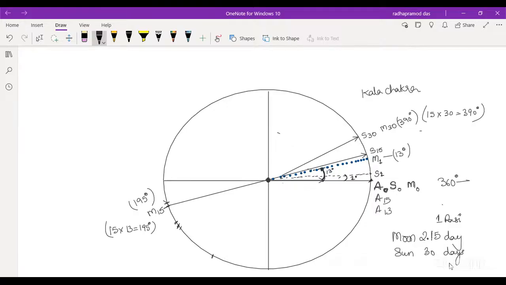So this is the movement of the sun. It is -1. S1 is here. The sun is 1 degree lagging, but the moon is lagging by 13 degrees. M1 is here, right? It is lagging by 13 degrees. Okay. So this is at the end of, sorry, at the end of 1 day.